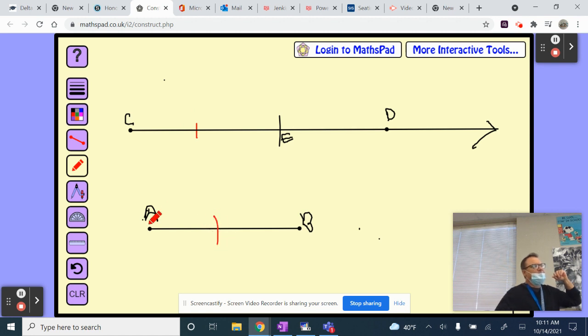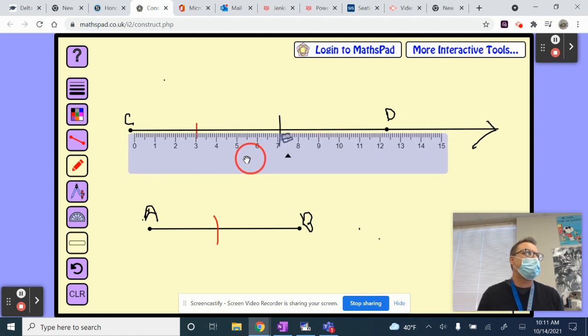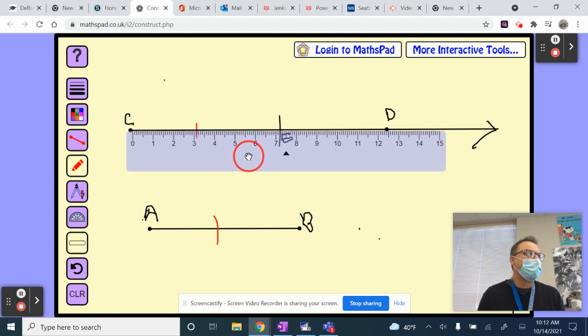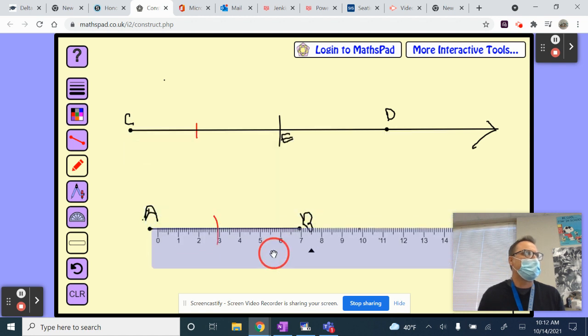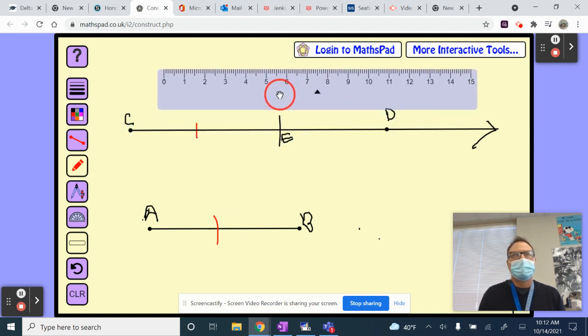Now, if two segments are congruent, then by definition they should have the same measure, right? So I can get a ruler, a measuring device, and just check to make sure. That's a little over 7 there, and coming down here, that's a little over 7. So it looks like I do have correct measures. You guys understand that?